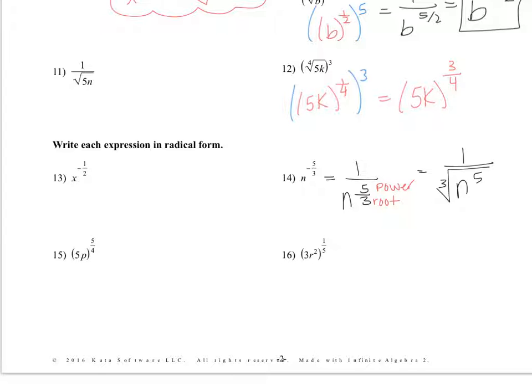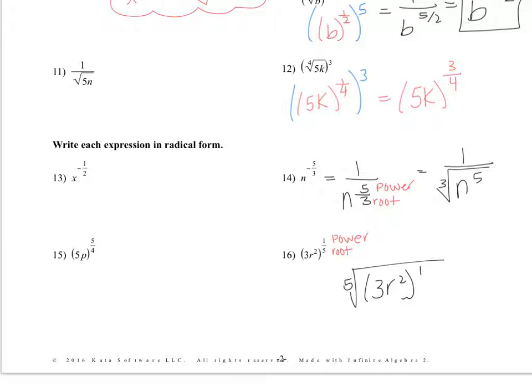Same thing with number 16. 5 is my root, and 1 is the power. No need to make positive exponents because they're already positive. So this one is just one step. We have 3r squared, and then the 5th root to the 1st power. You don't need these parentheses because I'm raising it to the 1/5 power, so that's no problem there.